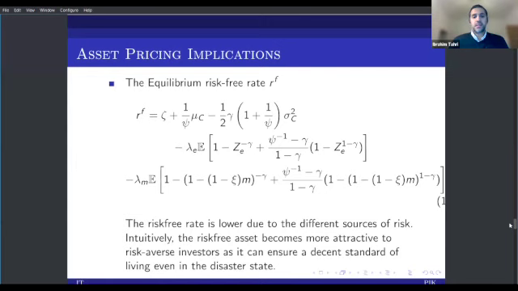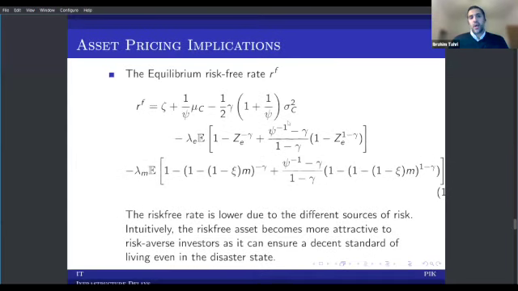So to make it clear, I put the minuses here. The risk-free rate is lower due to the different sources of risk. Intuitively, this means the risk-free asset becomes more attractive to risk-averse investors, as it ensures a decent standard of living even in the disaster state.